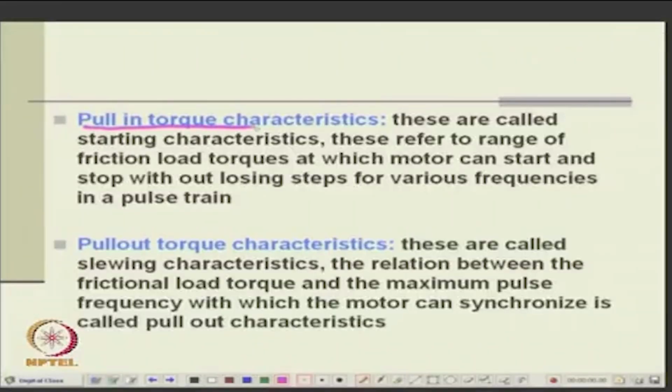So that is why the pull in torque and pull out torque are very critical aspects. Pull in torque characteristics are called the starting characteristics. That means you start in a characteristic range, which typically consists of its frictional load torque. What is pull in torque? It is whatever it can pull in.